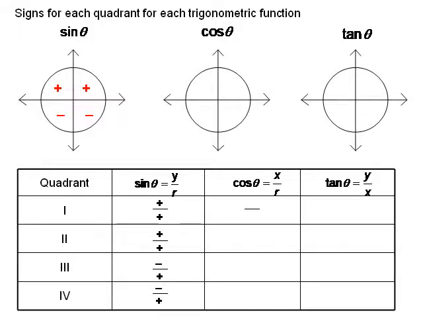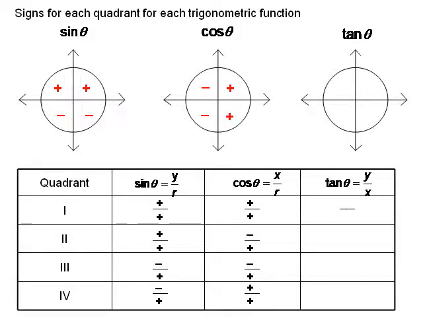Now for cosine. Cosine is x over r. So in first quadrant, x's are positive, r is always positive, so a positive divided by a positive is a positive. In quadrant 2, x is negative for any point. R is always positive, so a negative divided by a positive is a negative. In third quadrant, x is negative for any point, and r is always positive, so a negative divided by a positive is a negative. In fourth quadrant, x is positive, r is positive always, so a positive divided by a positive is a positive.